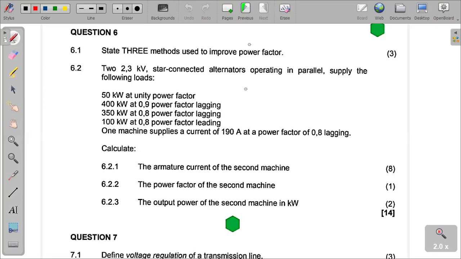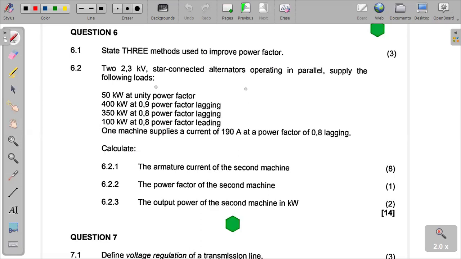Let's go to 6.2. 2.3 kV star connected alternators operating in parallel supply the following loads: 50 kilowatts at unit power factor, 400 kilowatts at 0.9 power factor lagging, 350 kilowatts at 0.2 power factor lagging, 100 kilowatts at 0.8 power factor leading.